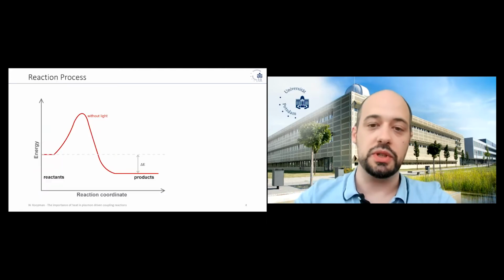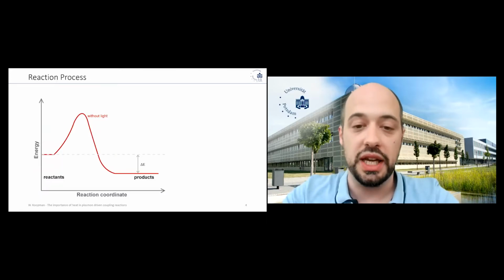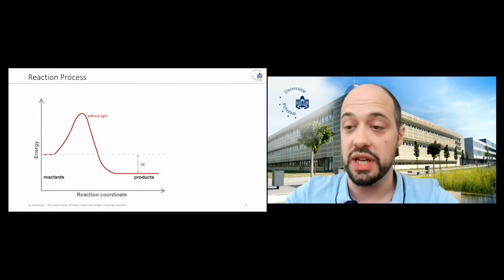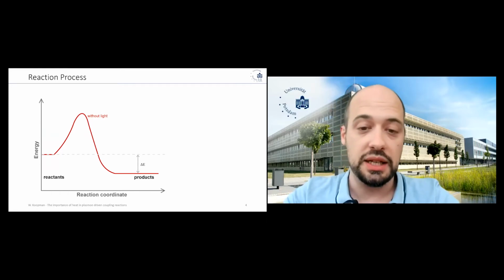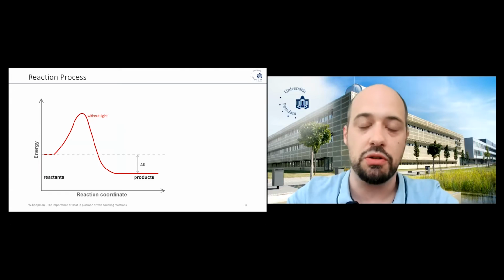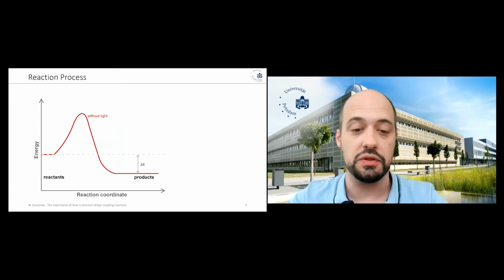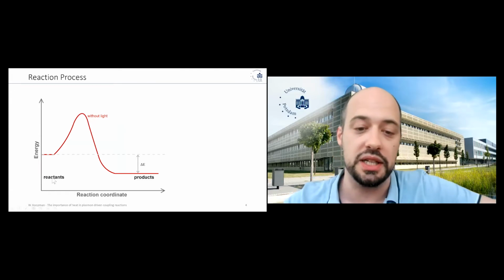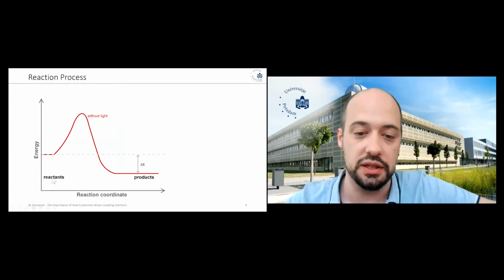Now, at this point, it's probably a good idea to look at what the plasmon actually can do to make such a reaction happen. I'd like to discuss this on an energy reaction diagram, where you plot the free energy against some kind of reaction coordinate, which shows the progress of the reaction. Then we have the reactants on one side and the products on the other side.